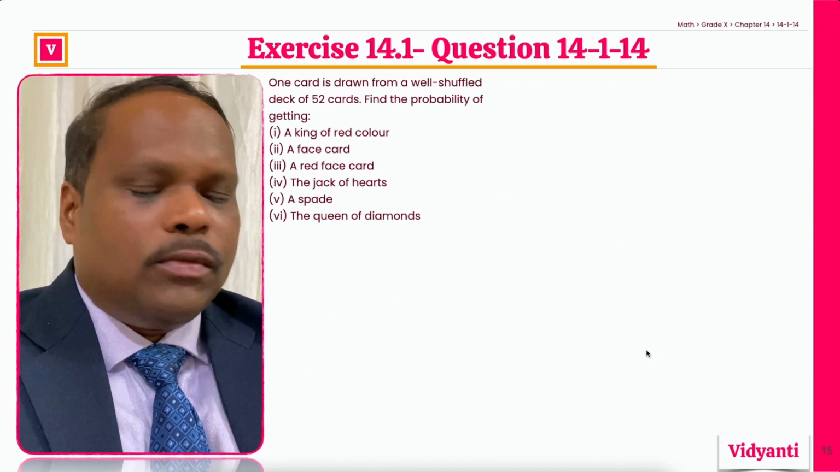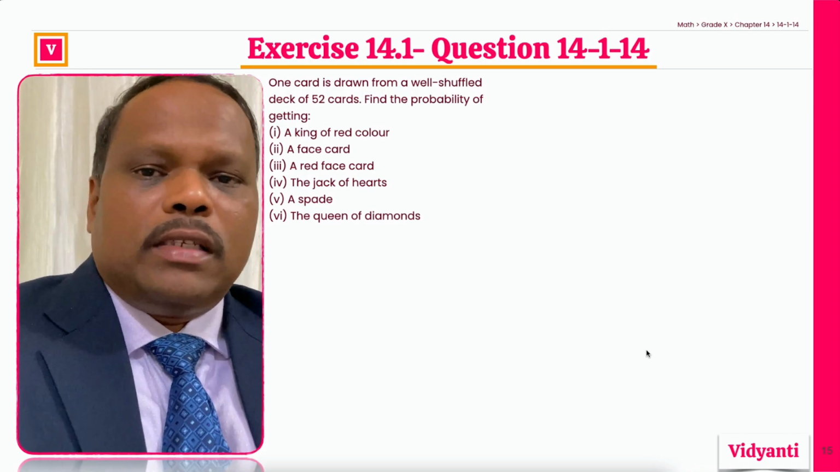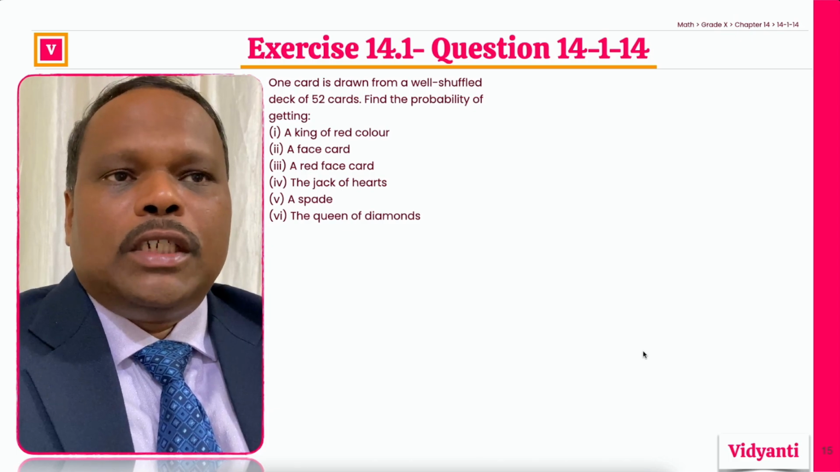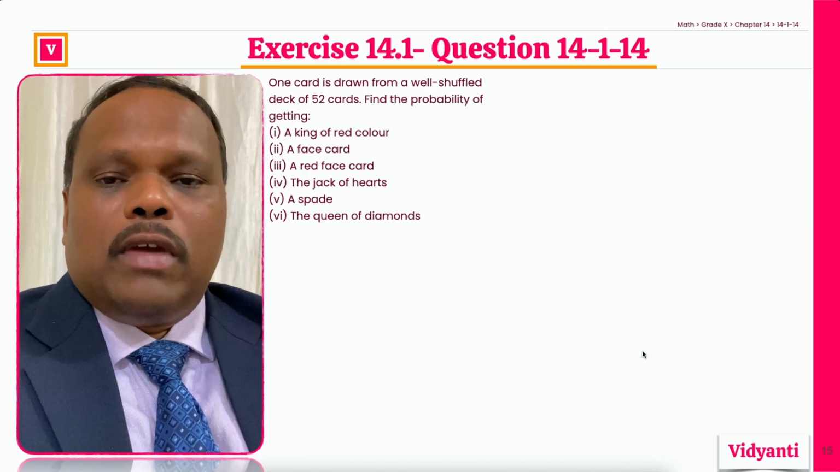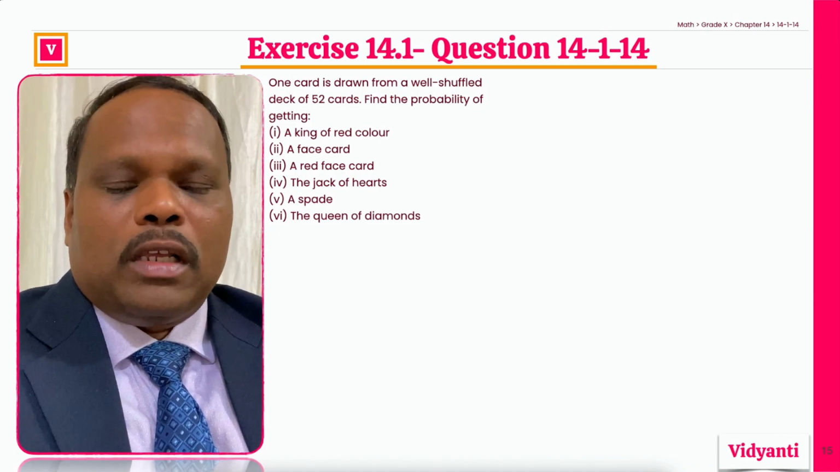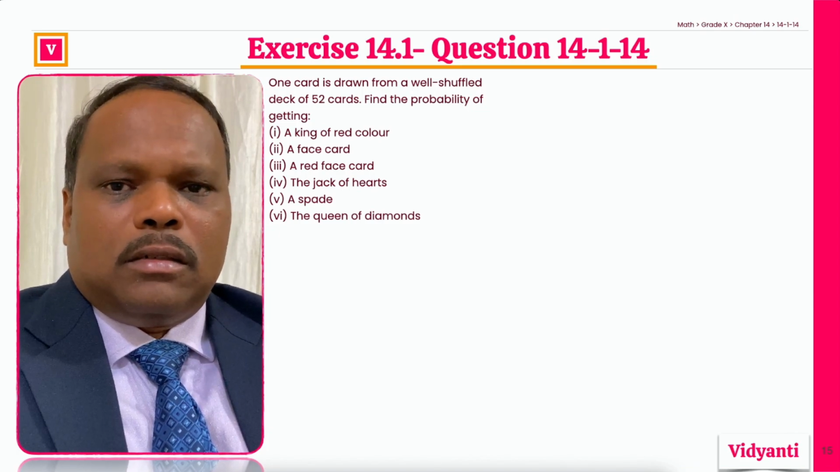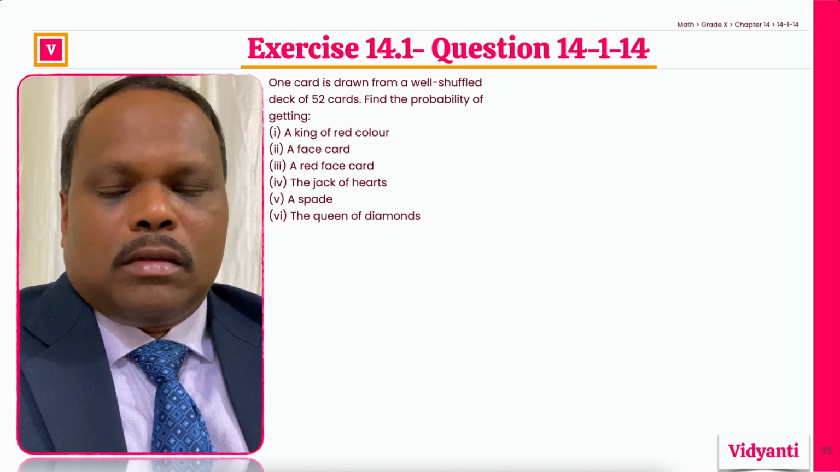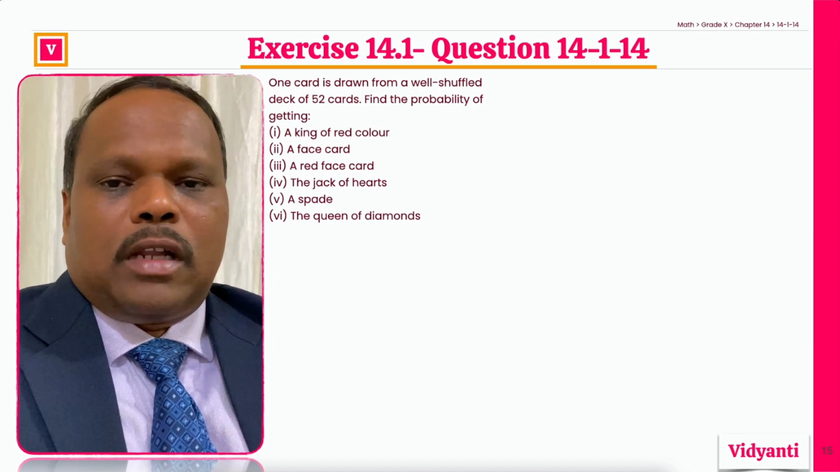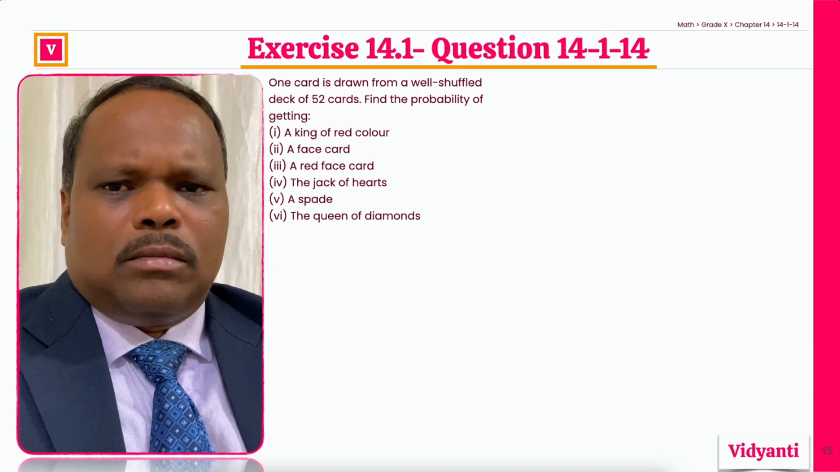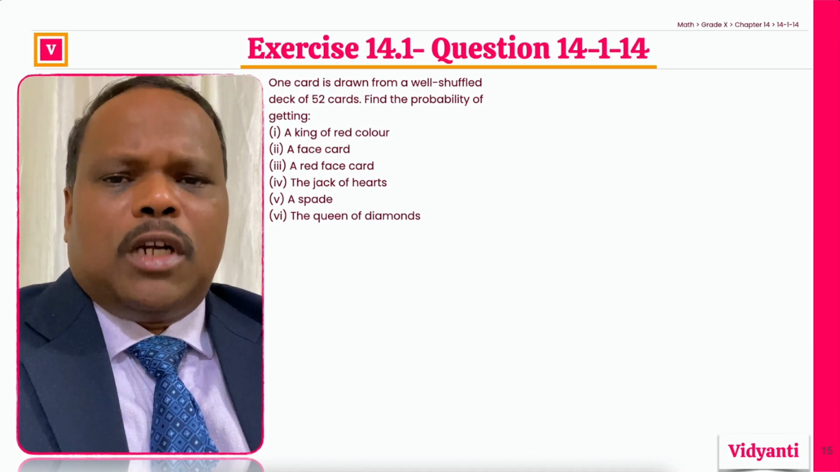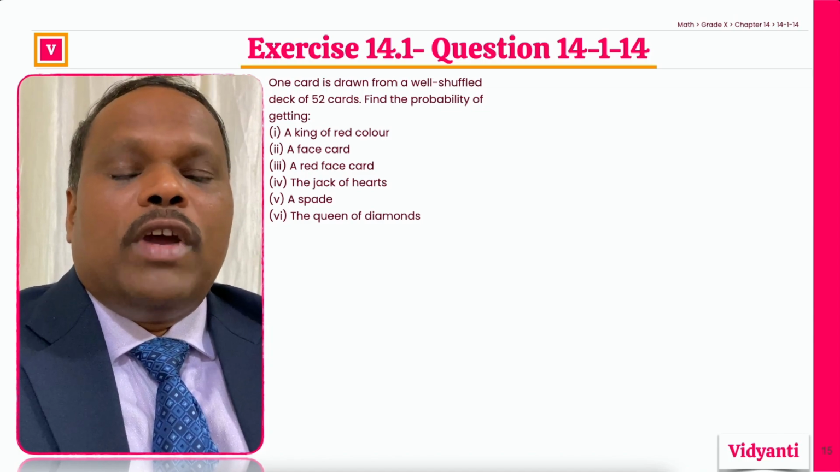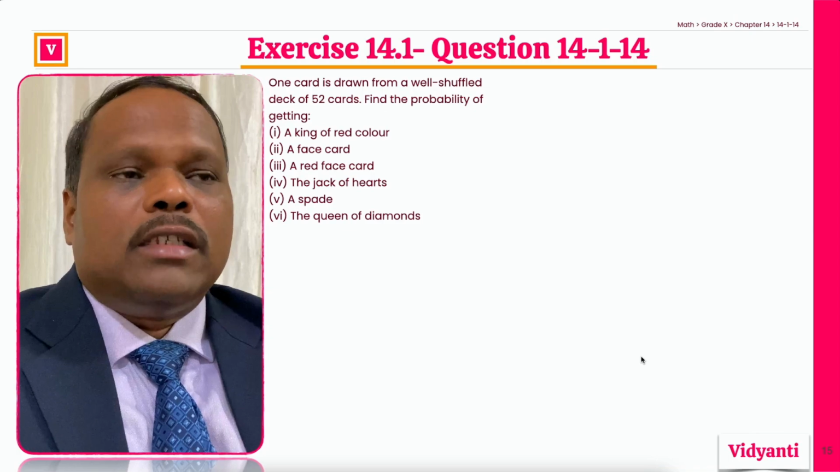One card is drawn, and this we are going to see in detail because we are going to revise some terminology about cards. One card is drawn from a well shuffled deck of 52 cards. Well shuffled means mixed properly. You might have seen that when you play cards, to make sure everybody gets a fair chance, they shuffle the cards. In a casino, you have proper machines, but at an ordinary level, by hand, we properly mix those cards. That is the meaning of well shuffled.